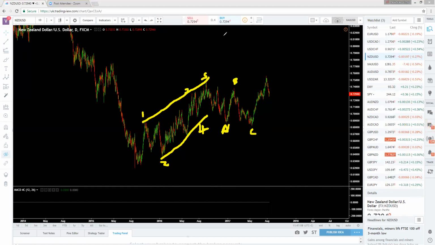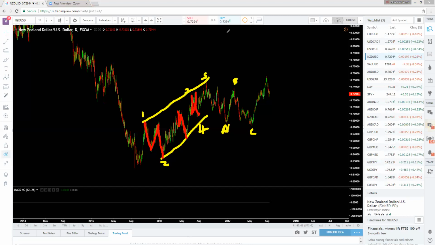Okay, but notice something. We get this impulse up here and then this correction here. We had this impulse up here and then this correction. We had this impulse up here and then this correction. And do this one. This one here. All this giving us the leading diagonal.